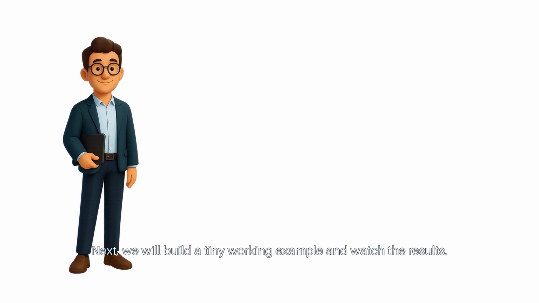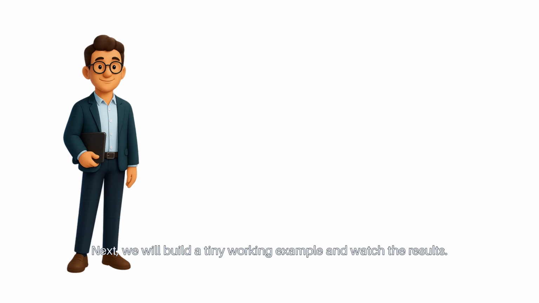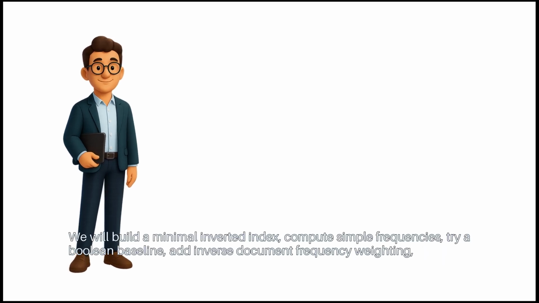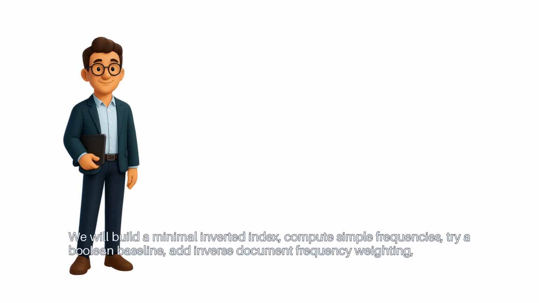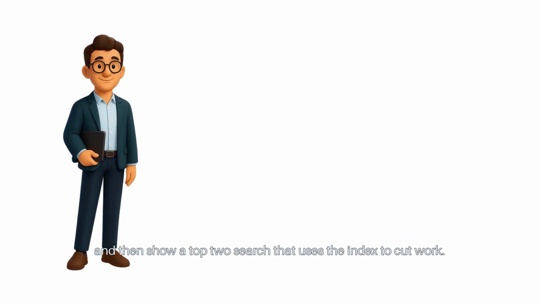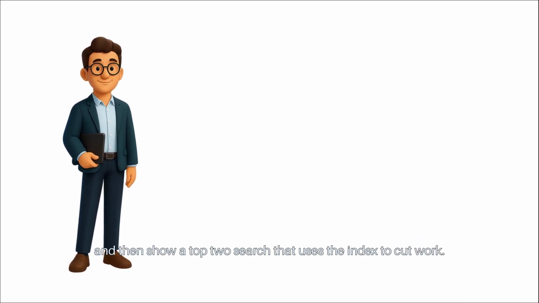Next, we will build a tiny working example and watch the results. We will build a minimal inverted index, compute simple frequencies, try a Boolean baseline, add inverse document frequency weighting, and then show a top 2 search that uses the index to cut work.